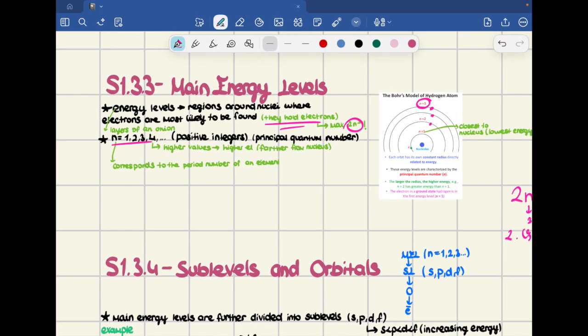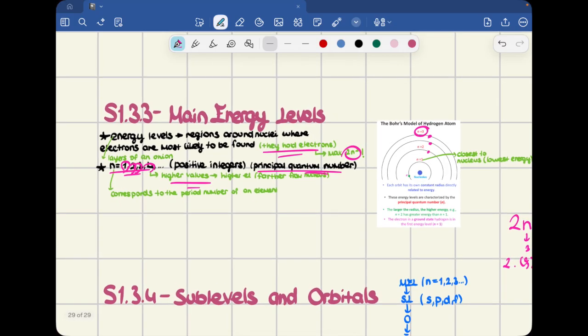And these n's are positive integers, and they are called the principal quantum number. As the values get higher, it shows that the energy level is higher and farther from the nucleus. So as we can see, this is n equals 3 and it is farther from the nucleus when compared to n equals 1, right? So these are the main energy levels.